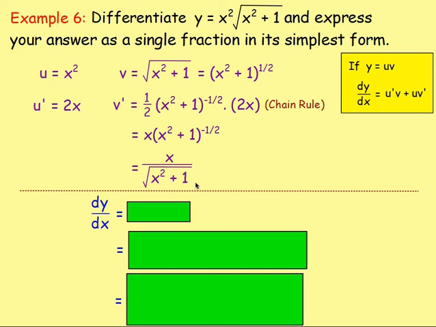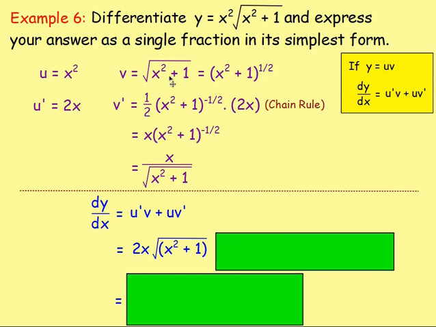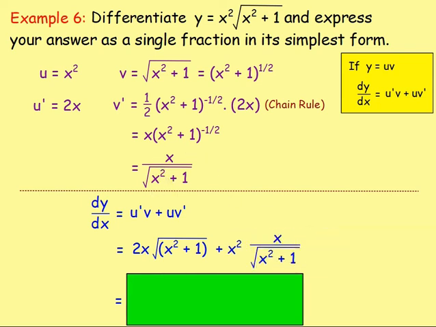From there, we've worked out u, we've worked out u dash, worked out v, we've worked out v dash, so we can go straight into dy by dx, u dash v plus uv dash. From there then, u dash times v is going to be 2x times this x squared plus 1 to the power of a half, or leaving out the square root, plus, and then I've got the x squared times this fraction here. So I'd end up with that. So u dash v plus uv dash.